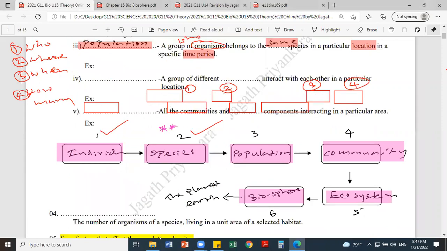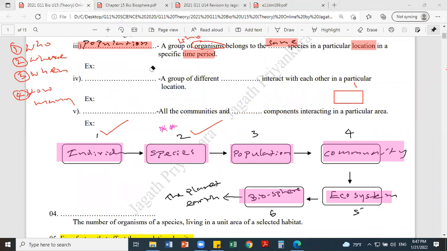Okay, let's move back to the theory. I'll erase this. For population, you can write one or two examples here. Elephant population. You better copy down in your short notebook. Who, where, when, how many? Who? Elephant's population. Where? At Yala National Park. When? In 2011.